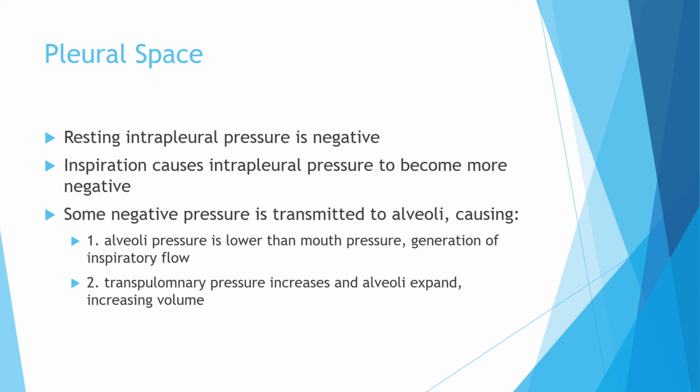So our pleural space is negative at rest. So it's never zero. It's always slightly negative. And that's because our alveoli are always trying to collapse. Our interpleural pressure has to be a little bit negative just to make sure that doesn't happen. So when you inspire, interpleural pressure becomes more negative, not greater. It's more negative because it's a negative and a negative. And some of that negative pressure is generated into the alveoli. It's going to cause your pressure to be lower than your mouth, generate your inspiratory flow. And it's going to cause your alveoli to expand and your volume to come in.